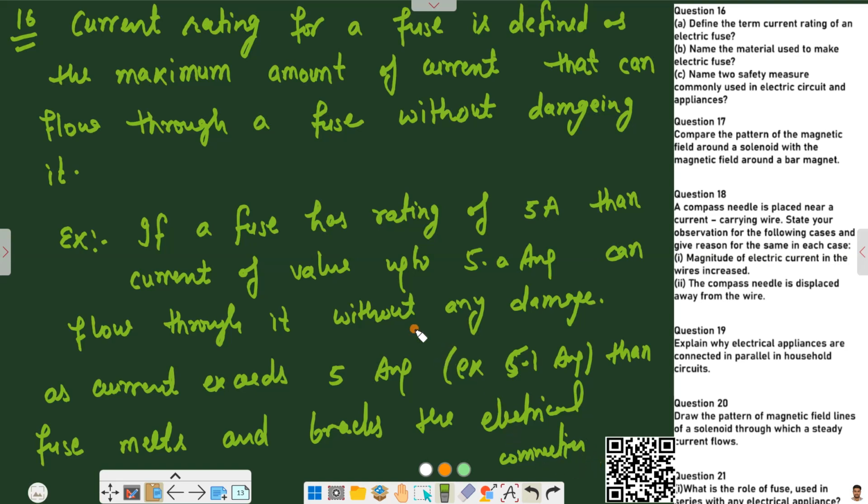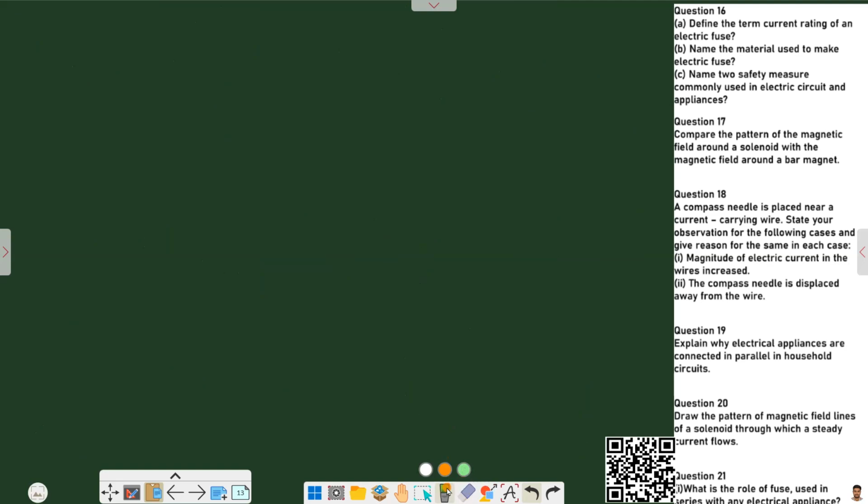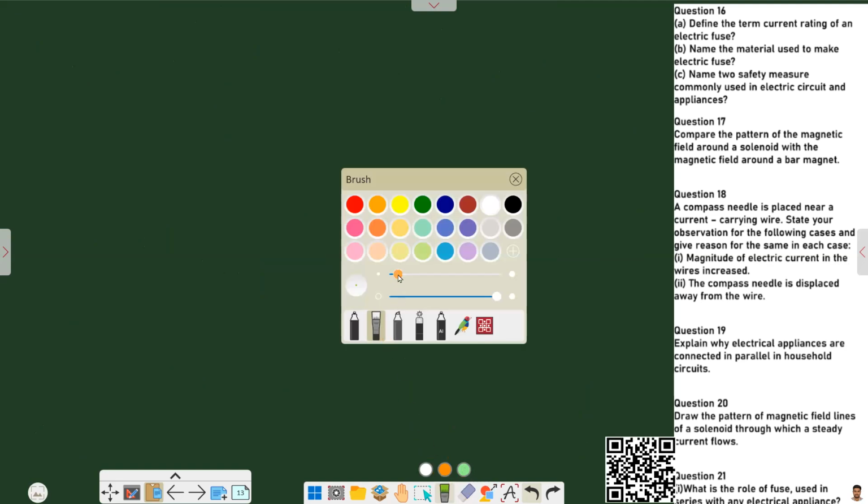So it means that rating is the maximum amount of current that can flow through a fuse, and when the value of current exceeds that rating, then that fuse melts and the connection gets broken, and so no current is flowing any longer in the circuit. So this is part number 1 for question number 16.